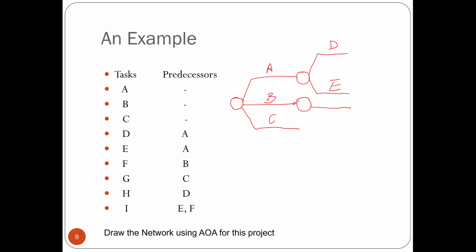Then B is a predecessor of F. And we're going to have F following B. I'm going to add those arrows here. And C is the predecessor of G. G is here. Now D is the predecessor of H. So after D, we can add H.